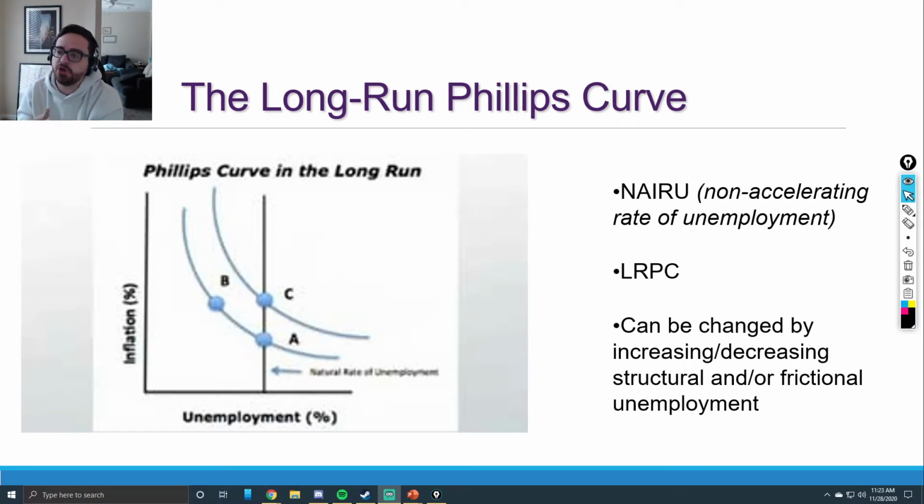Both of those are good, healthy types of unemployment that should happen in your economy. If those amounts changed for whatever reason, then we would move the LRPC.